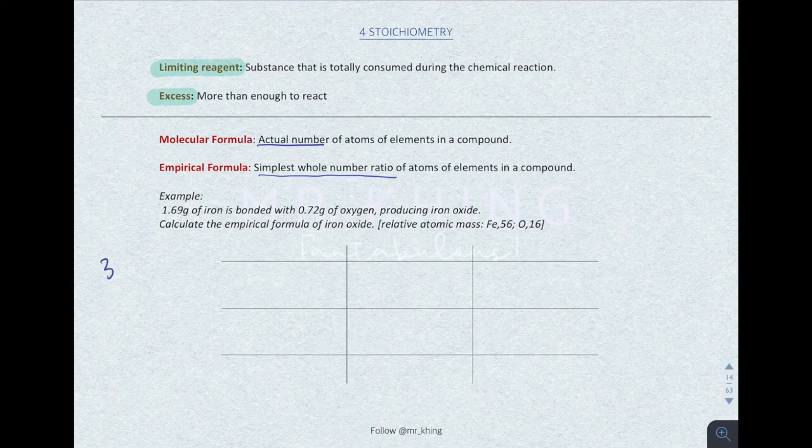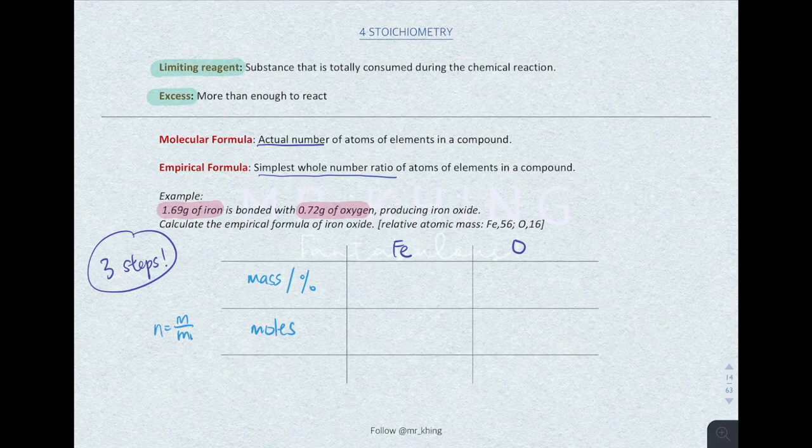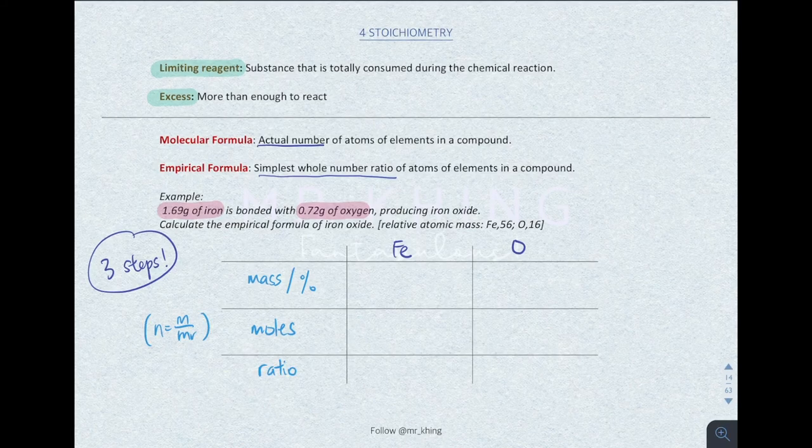So, how to look for the empirical formula? Very easy, simple three steps. See the example here. 1.69 grams of iron is bonded with 0.72 grams of oxygen, producing iron oxide. Look for the empirical formula. From here you know that the elements are iron and oxygen. Then, what are the three pieces of information you need? First, mass or percentage, which is the information given to you in the question. Then look for the moles, and the formula to use is always number of moles equals m over Mr. And lastly, look for the ratio.